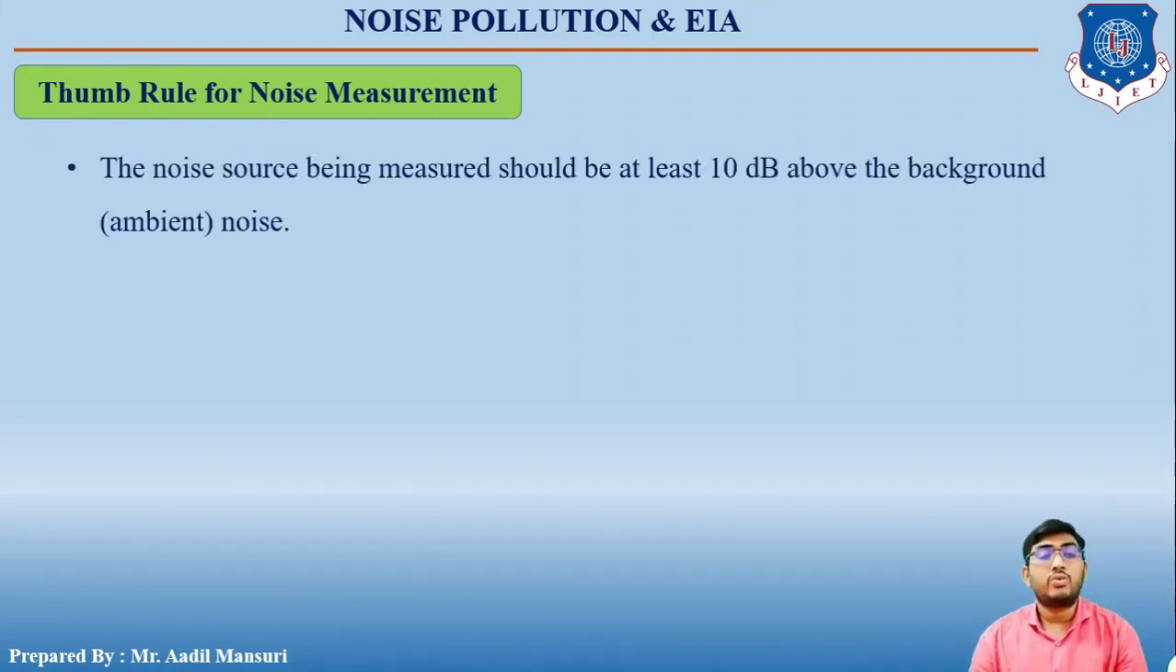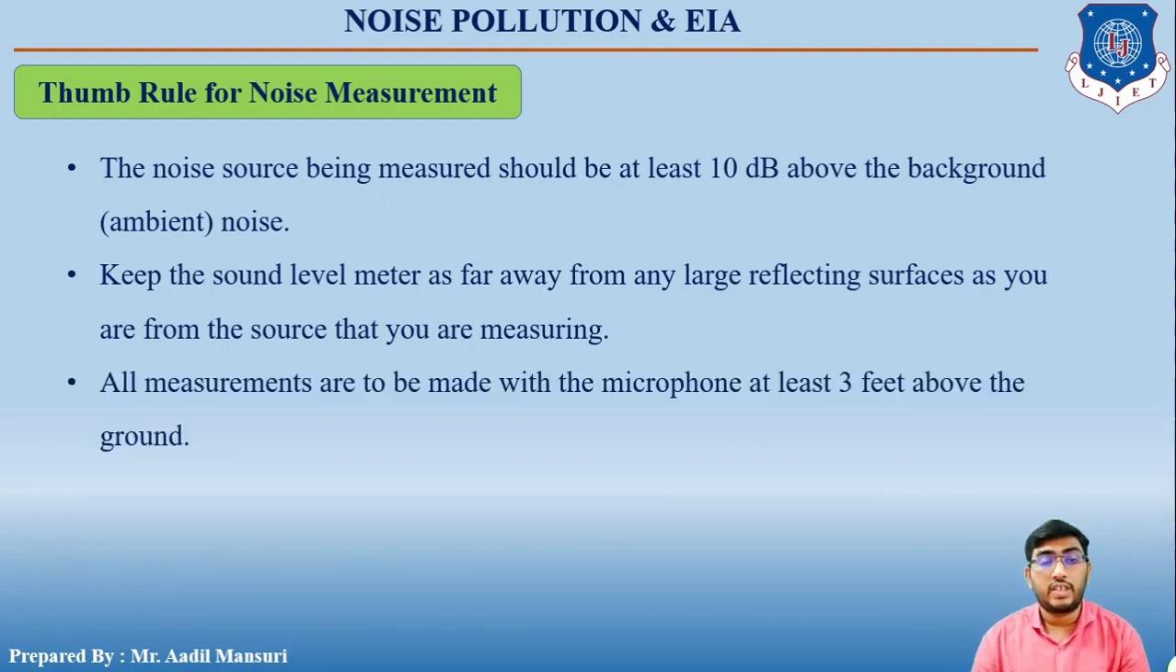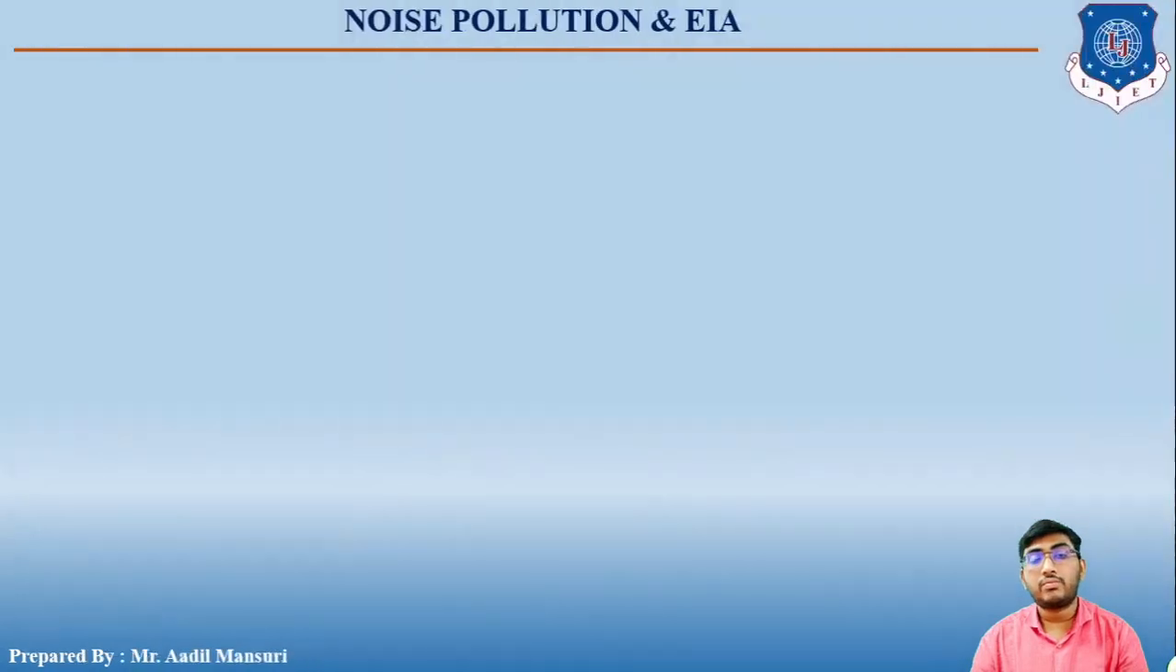The noise source being measured should be at least 10 decibels above the background noise. Keep the sound level meter as far away from any large reflecting surfaces as you are from the source that you are measuring. All measurements are to be made with the microphone at least 3 feet above the ground level.